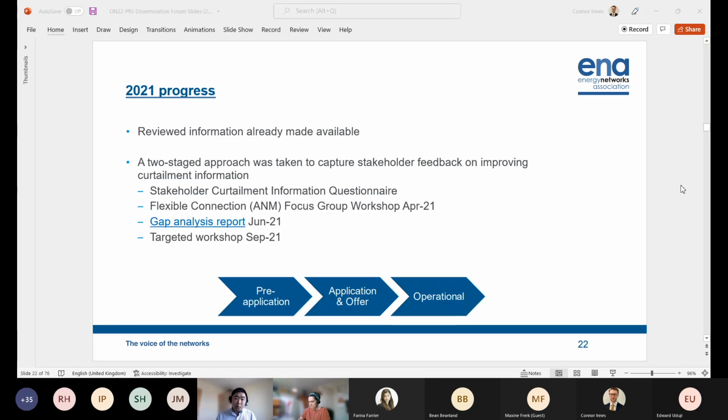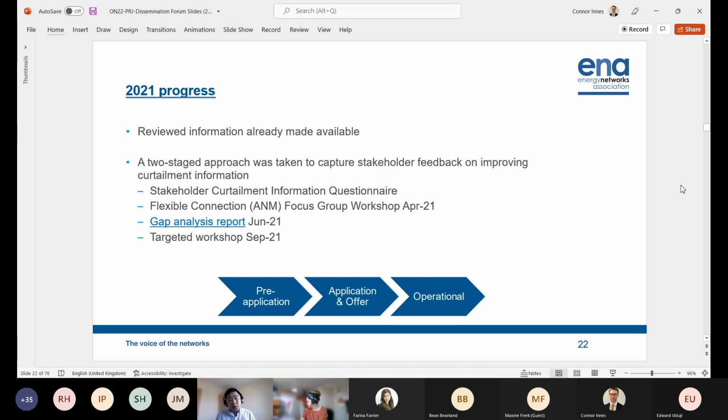So in 2021, we started by looking at what information and data DNOs are already sharing and on what kind of platform. We took a two-staged approach to engage with stakeholders, trying to understand their needs and where the gaps are. We started with a questionnaire, and when we got the responses, we had a workshop with the stakeholders, listening to them in a more in-depth way, to see what information you need, what information is good, and where we can learn from each other.